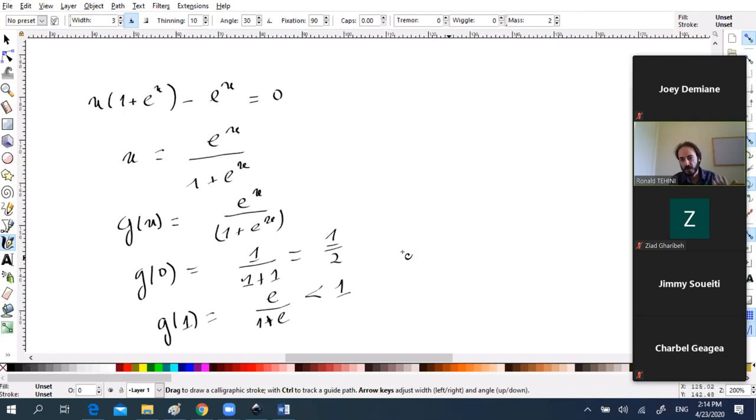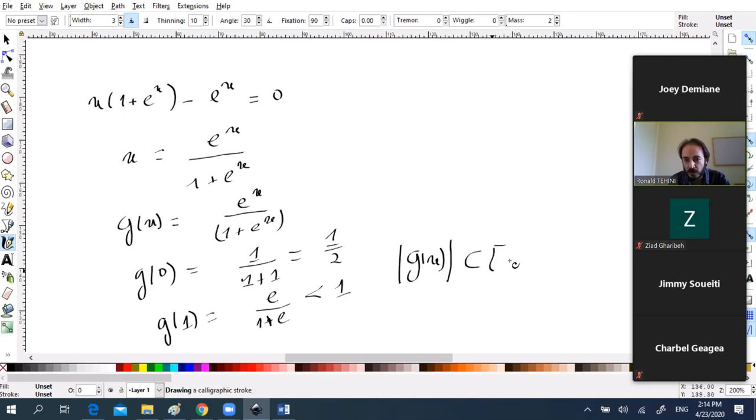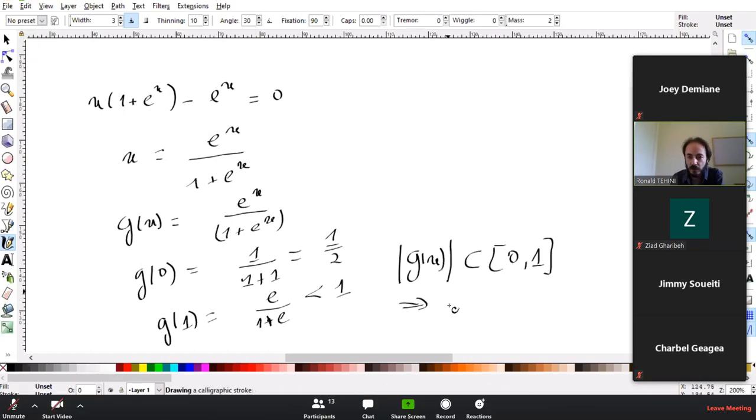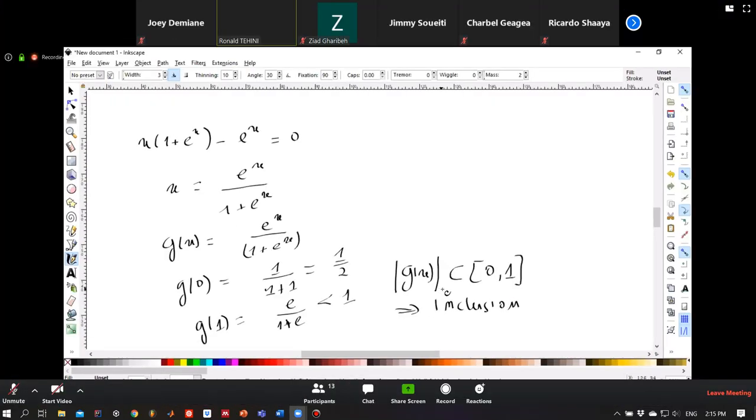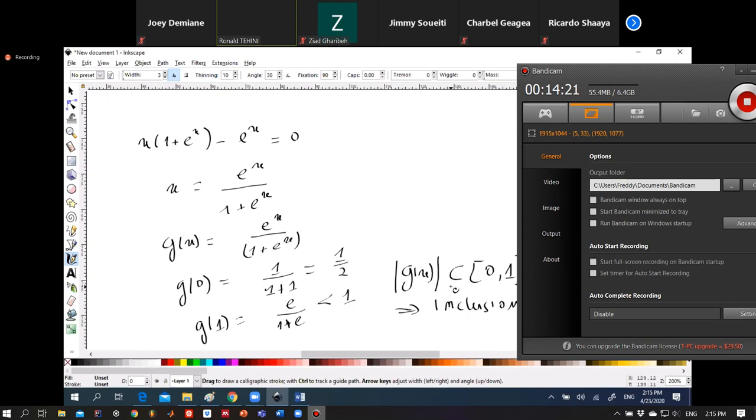Okay, so because g of x is increasing, the maximum value of g of x is this value here. So g of x is included in the interval 0, 1 here. So the inclusion condition is satisfied. So this choice of g of x should converge towards the solution.